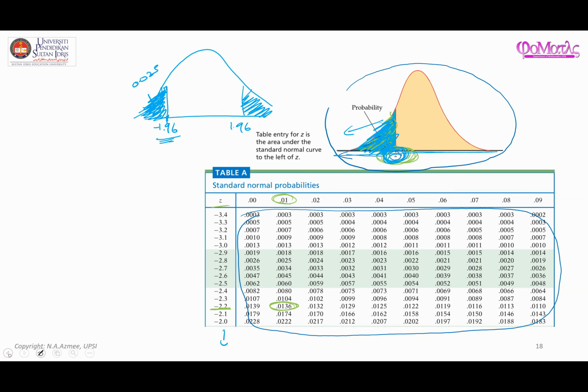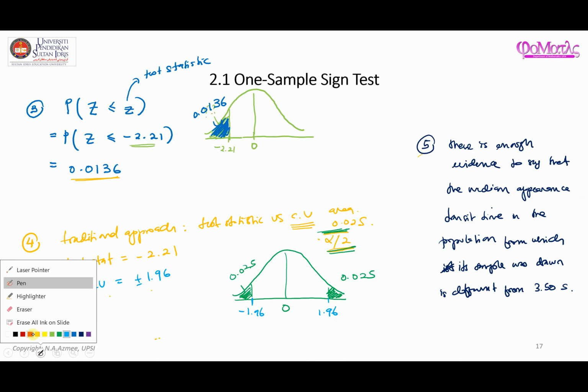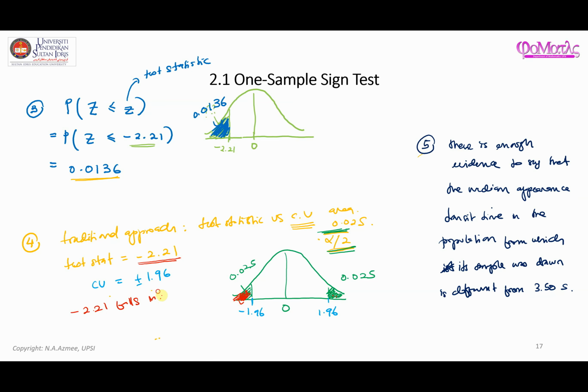Okay, so you can see that the critical value is just plus minus 1.96. Okay, let me just write that properly here. So that is -1.96 and 1.96, and you can see that our test statistic -2.21 must be somewhere here, so it falls into the critical region. Another word for this area is the critical region. So -2.21 falls into the critical region.